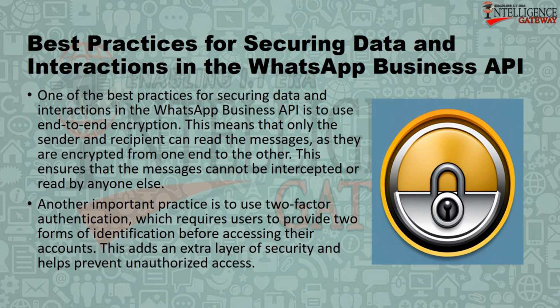Best practices for securing data and interactions in the WhatsApp Business API. One of the best practices for securing data and interactions in the WhatsApp Business API is to use end-to-end encryption. This means that only the sender and recipient can read the messages, as they are encrypted from one end to the other. This ensures that the messages cannot be intercepted or read by anyone else. Another important practice is to use two-factor authentication, which requires users to provide two forms of identification before accessing their accounts. This adds an extra layer of security and helps prevent unauthorized access.